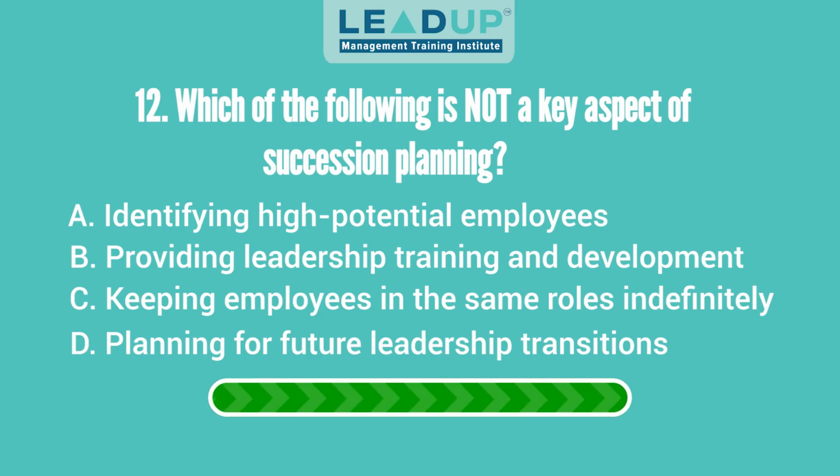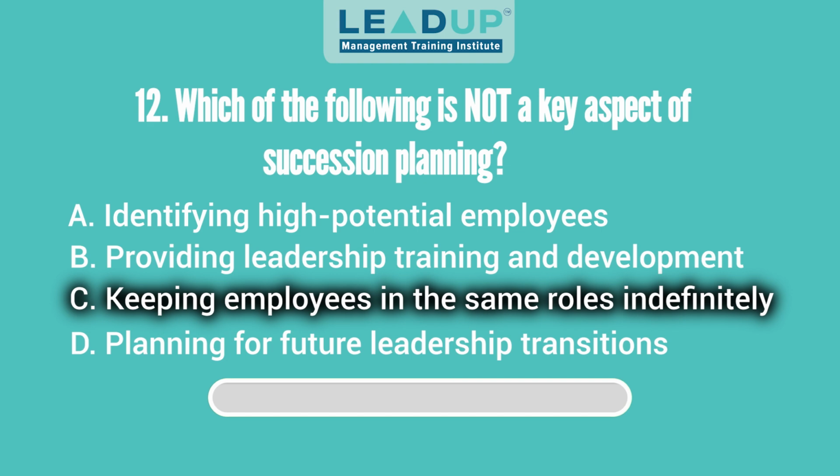Question 12. Which of the following is not a key aspect of succession planning? A. Identifying high potential employees. B. Providing leadership training and development. C. Keeping employees in the same roles indefinitely. And D. Planning for future leadership transitions. Answer. Keeping employees in the same roles indefinitely.